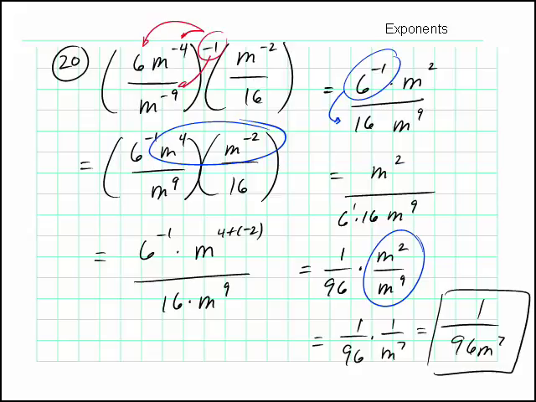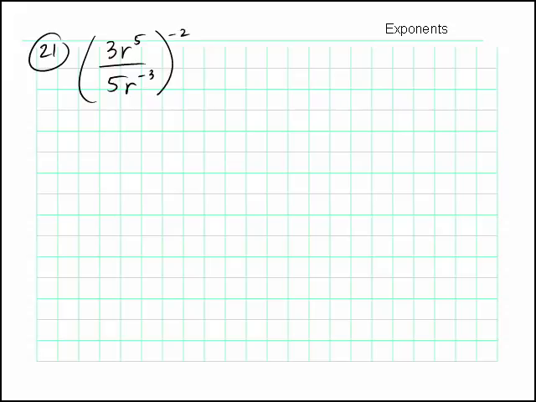And last one, number 21. Three r to the 5th over 5r to the negative 3, all raised to the negative 2 power, times 9r to the negative 1 over 2r to the negative 5, all raised to the 3rd power. I'm going to distribute those exponents first.